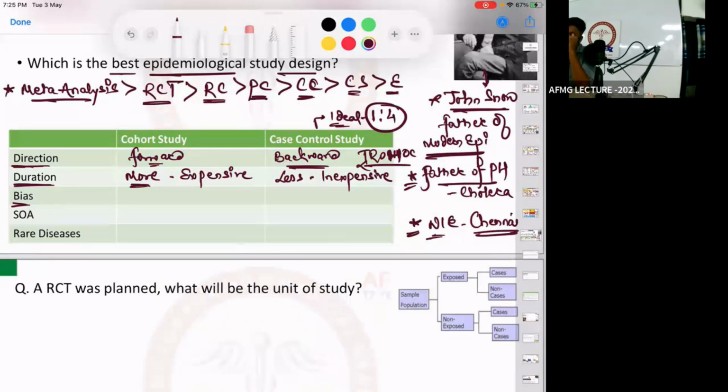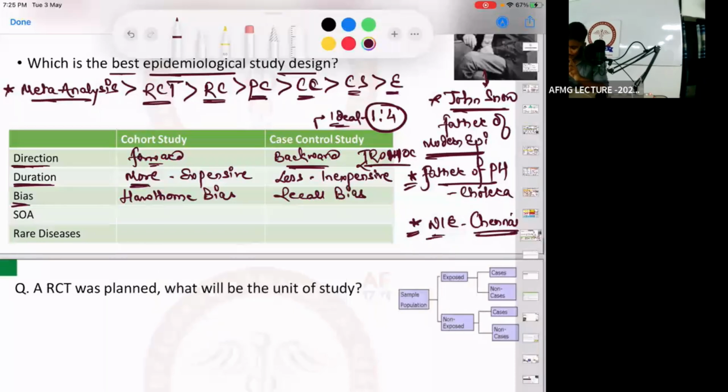So the bias seen in cohort study due to altering the behavior of a subject is known as the Hawthorne bias. Whereas in case control study, the patient was not able to recall whether he had an HPV infection or not. So this is known as recall bias. Study subjects changing their behavior is known as Hawthorne bias, and study subjects forgetting their history is known as recall bias.